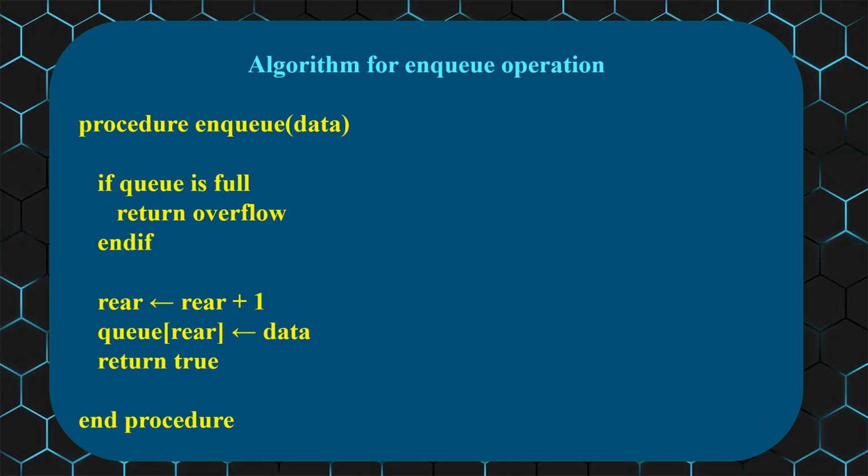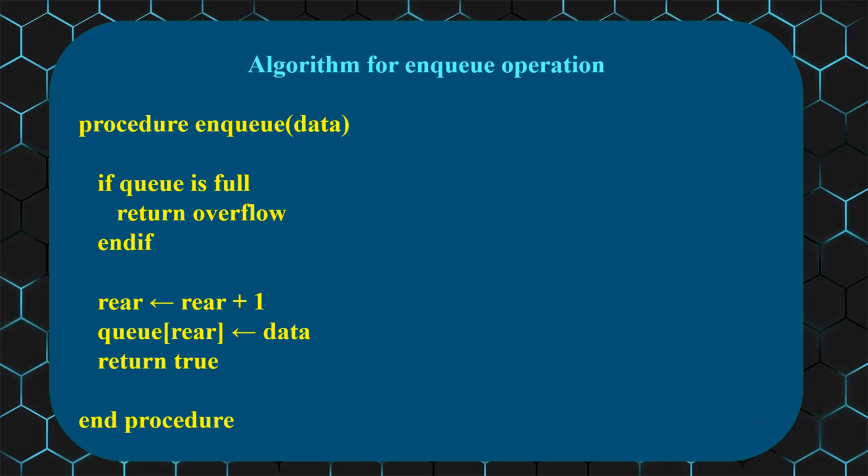This is our algorithm for enqueue operation. As we know, the enqueue is inserting a new element into the queue, and the procedure name is enqueue, and we are going to insert the data. For doing that, we are going to check whether the queue is full. If it is full, we are going to return overflow and end this particular if statement. Otherwise, we are going to increment the rear by 1, that is rear equal to rear plus 1, and we are going to store the data where the rear is pointing in the queue and return true. And this procedure ends here.